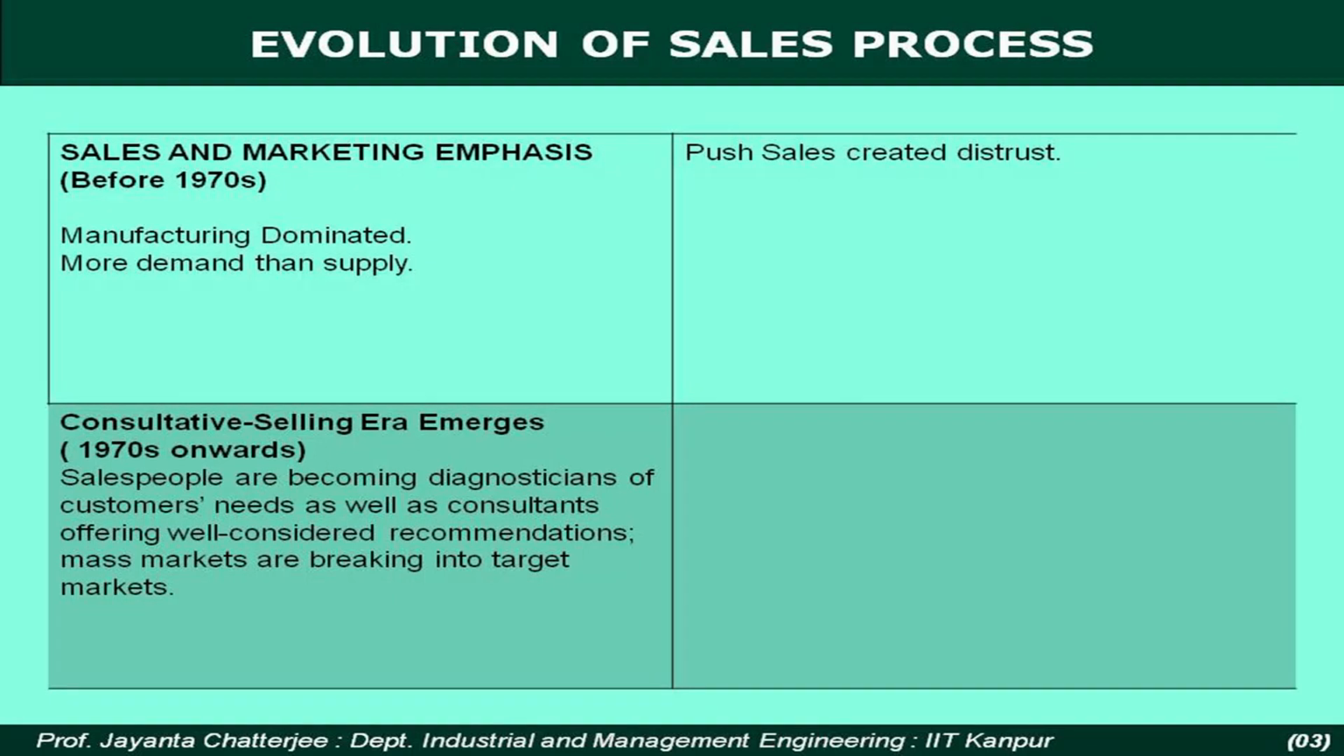And from 1970 onwards, it was clear that the push type of sales process was creating more problems than solutions. And therefore, the new era emerged, which we call consultative selling, which means the salespersons understood that selling was not just entertaining the customer or cajoling the customer or even sometimes conning the customer.